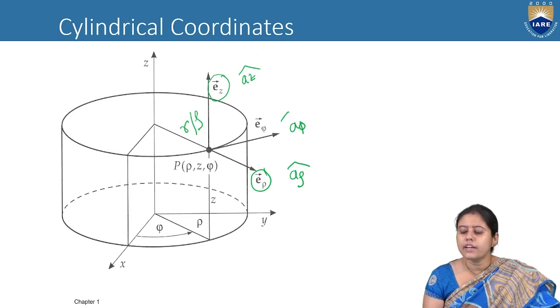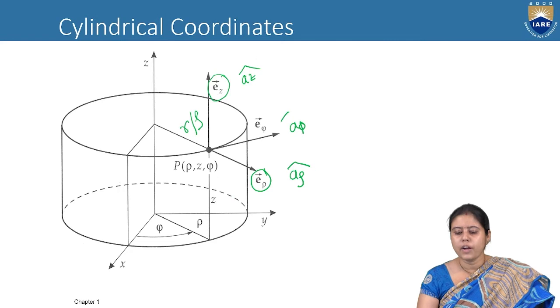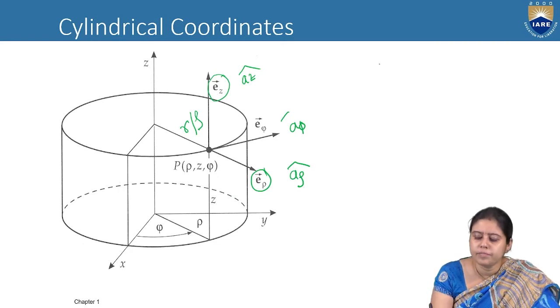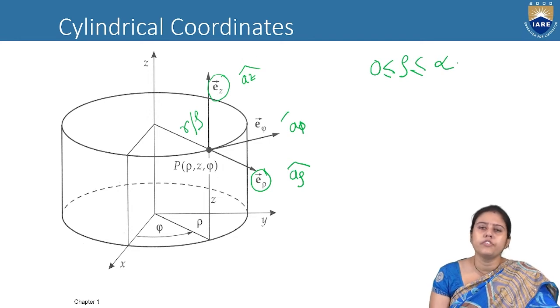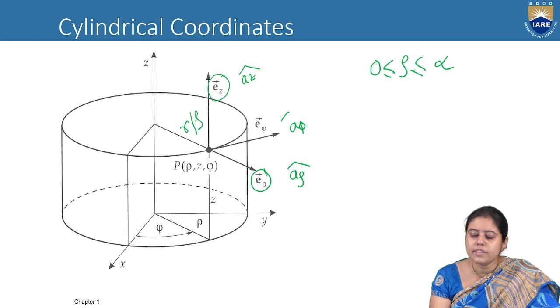And what is the range? I have not told the range till now. What is the range of rho? As rho is the radius, the range of rho is 0 to infinity. The radius can't be negative. What is the range of the angle?